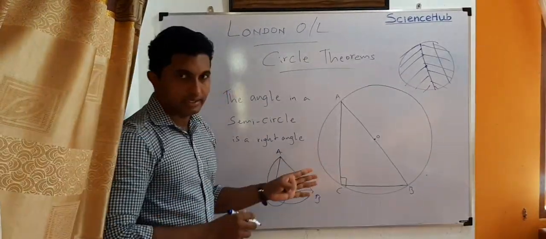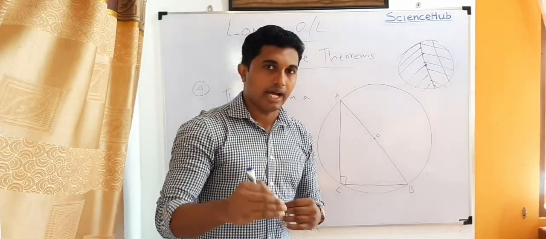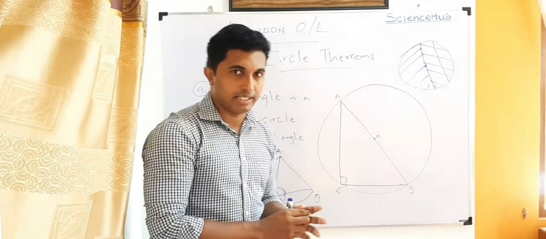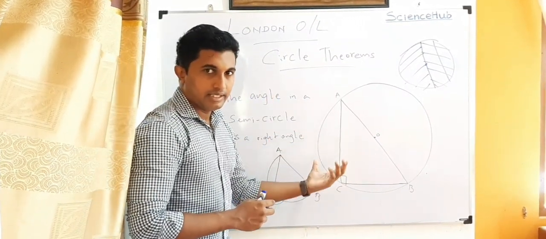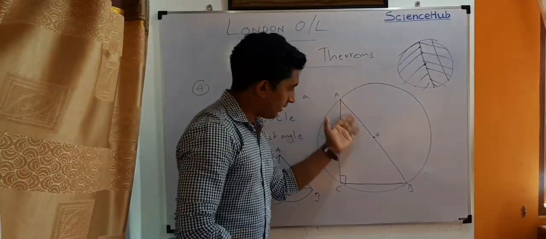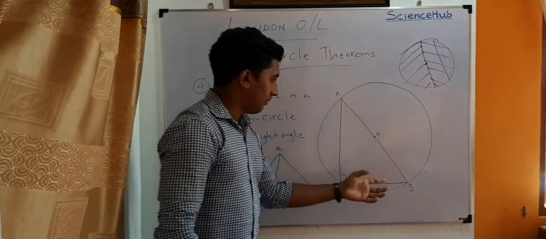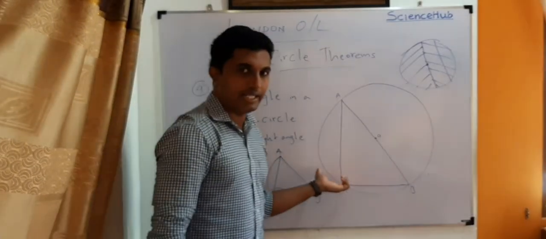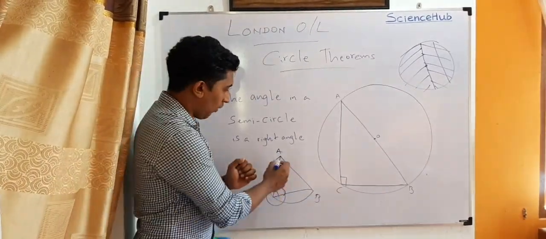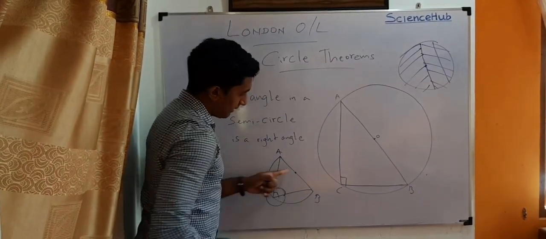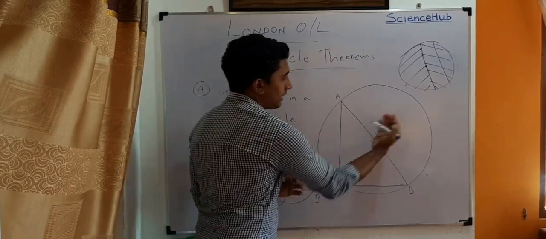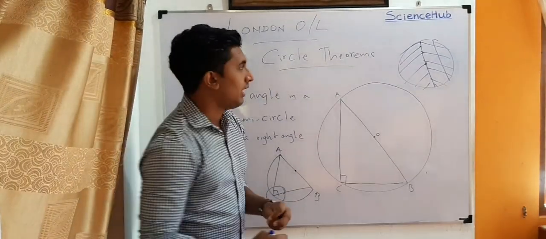That means the important thing is you have to get a clear idea of the meaning of semicircle. If some circle needs to be a semicircle, then the base or some side of the triangle should go through the center of the circle. That means only if this is the center of the circle can we consider this part and this part as semicircles.